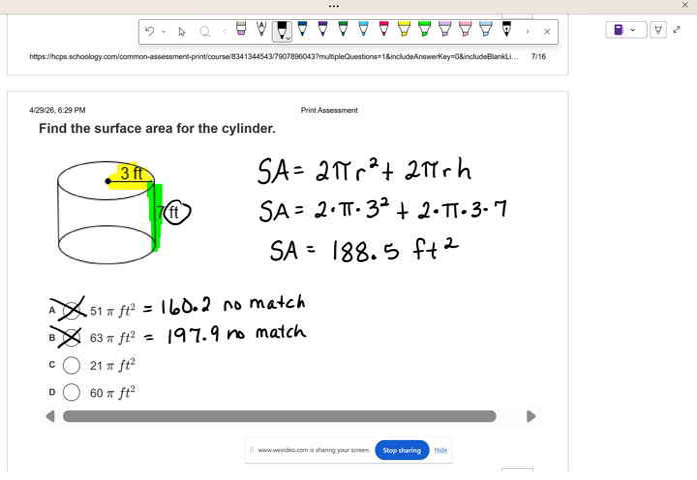So let's go type in 21 pi. That's 65.97. That doesn't match either. I hope it is D or I've messed up and we're going to have to go find my mistake. All right, let's hope for the best. 60 pi is 188.5. That is a match. So our answer is D, 60 pi feet squared.